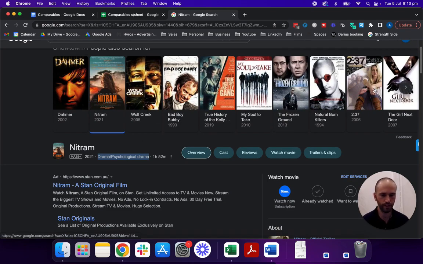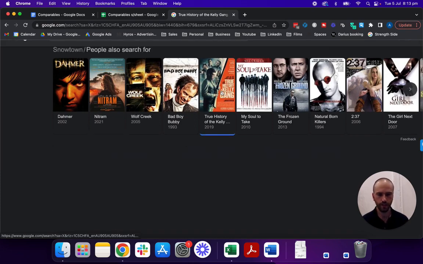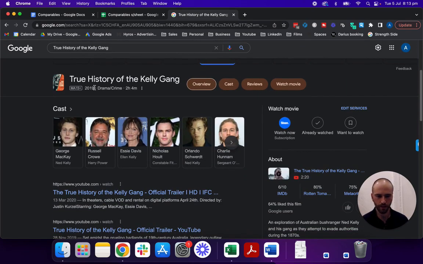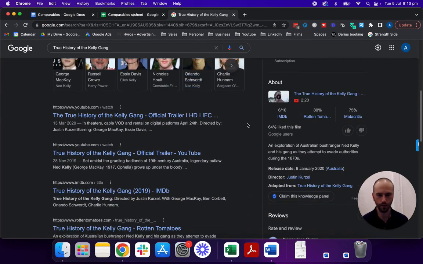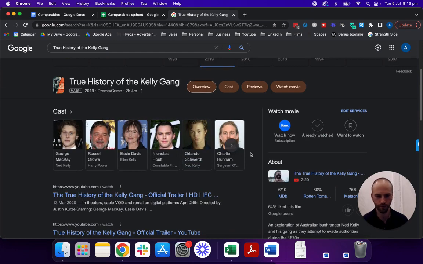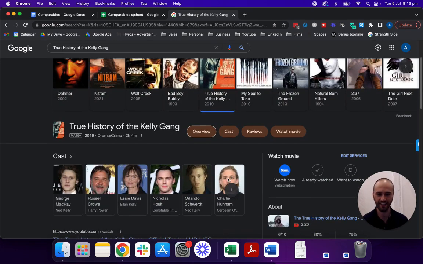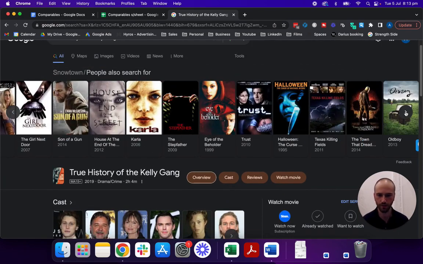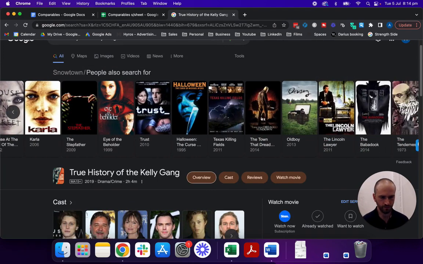Wolf Creek, 2005, History of the Kelly Gang. So let's take a look at that. Drama crime, so it's not an exact match, 2019, so it's quite new, so it fits, but again, Justin Kurzel. So obviously it's bringing up, because I had Snowtown in there, it's bringing up some of his films. So let's keep moving. Son of a Gun, that's too old. And then let's hit Babadook.